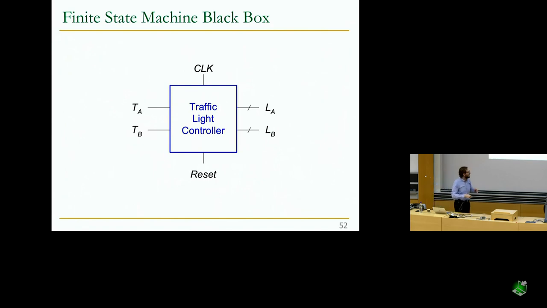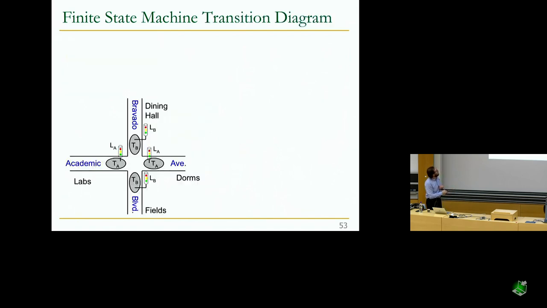We're going to talk about reset. Reset means whenever you assert the reset signal, you turn the circuit into a known state. We're going to see this reset signal in our finite state machine, and we have the clock. These are our inputs, these are our outputs. So let's look at the state transition diagram.